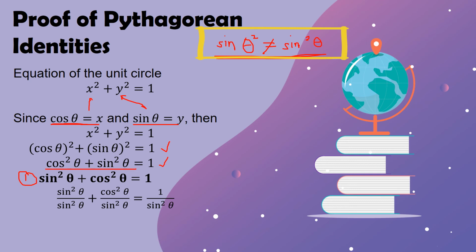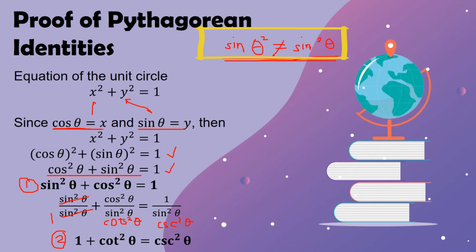So dividing both sides by sine squared theta, we end up with, simplify ito, this is equal to 1. Cosine squared over sine squared, ratio identity yan. Si cosine squared, cosine over sine, that is cotangent. Remember, may squared. So, dapat may squared din yan. Etong 1 over sine squared, this is reciprocal. Anong reciprocal ng sine? Cosecant. So, 1 over sine squared magiging cosecant squared theta. And that is now our second identity. That's 1 plus cotangent squared theta equals cosecant squared theta.